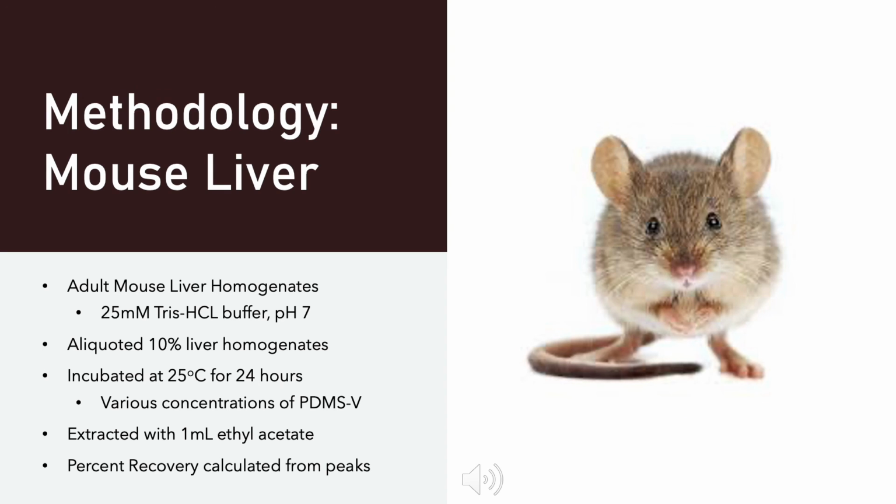They homogenized the liver using a rotary blade in 25 millimolar tris HCl buffer. 10% aliquots were then taken and incubated for 24 hours at room temperature after being injected with varying amounts of PDMSV. The PDMSV was extracted from the homogenates using ethyl acetate, which was then run on both instruments. They were looking at the percent recovery, which was calculated from the results.